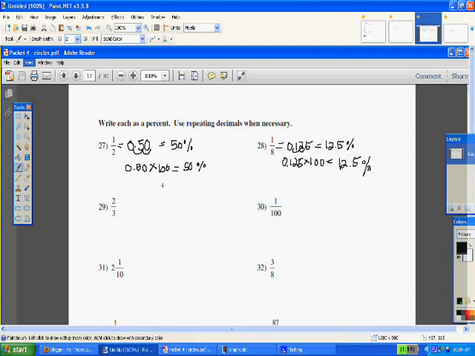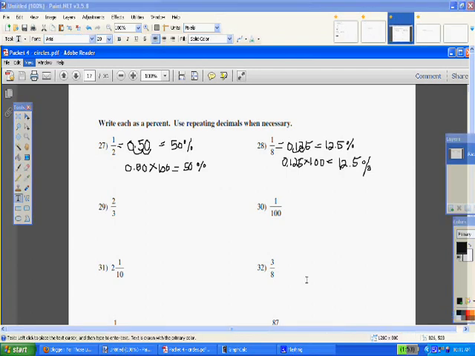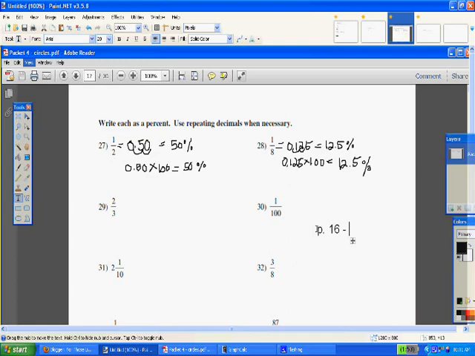So go ahead, you should have decimals written for all these fractions. Go ahead and now change your decimals to percents. So pause the video, finish these problems, and when you're done, you can restart the video again. Now that you're done with problems 27 through 34, go ahead and go to page 16 and do some more problems, and try problems 9 through 16. Pause the video again. When you're done with those problems, go ahead and come back to the video.